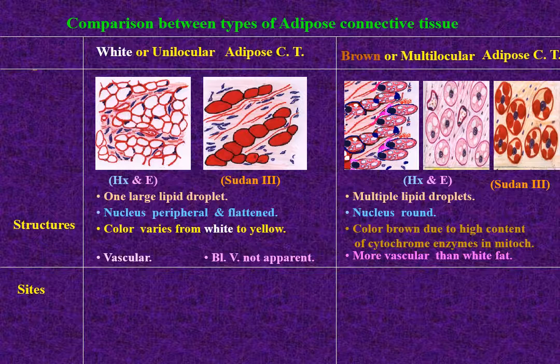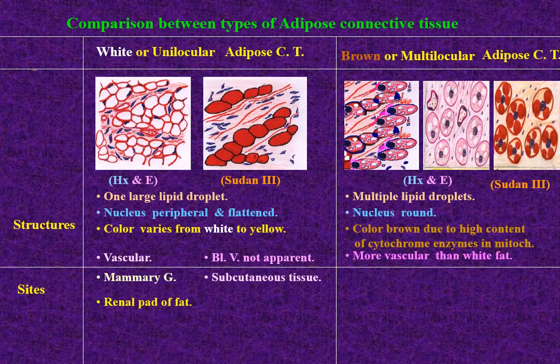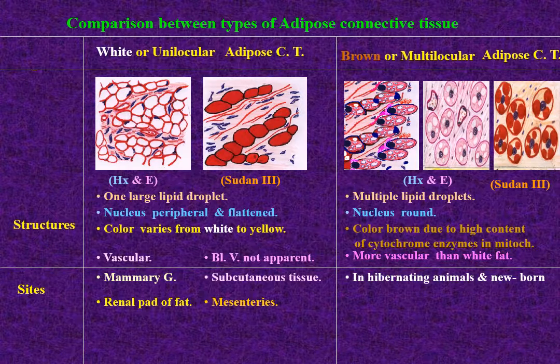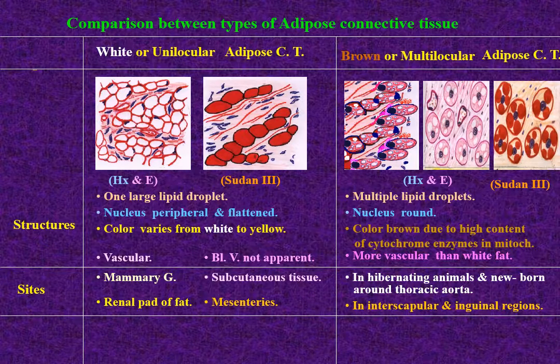Sites. White adipose connective tissue is present in the mammary gland, subcutaneous tissue, renal bed of fat around the kidney, and in the mesenteries, while brown adipose connective tissue is commonly found in hibernating animals and newborn, around the thoracic aorta, and in the interscapular and inguinal regions.